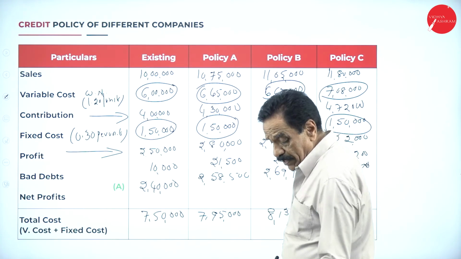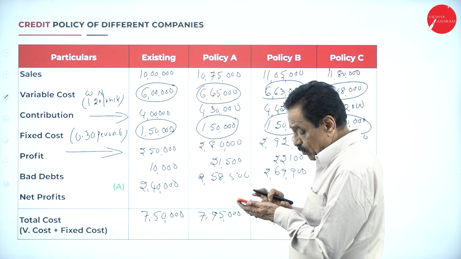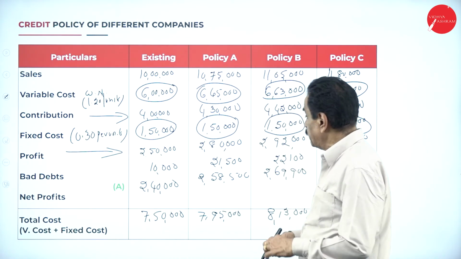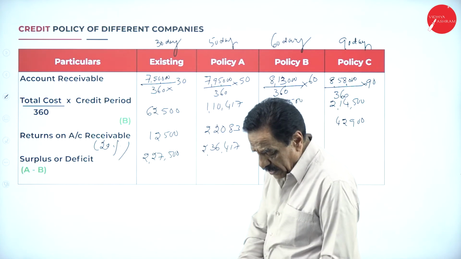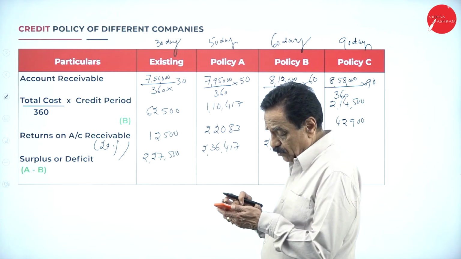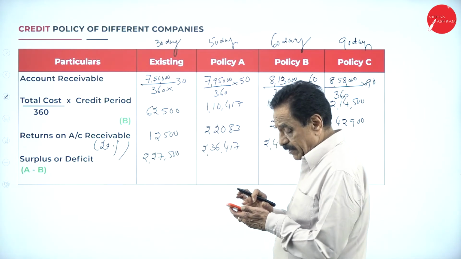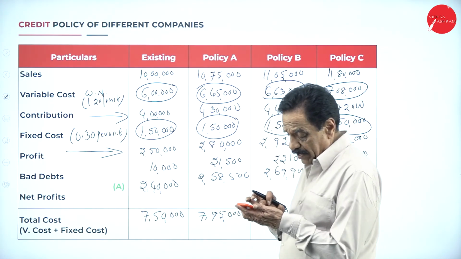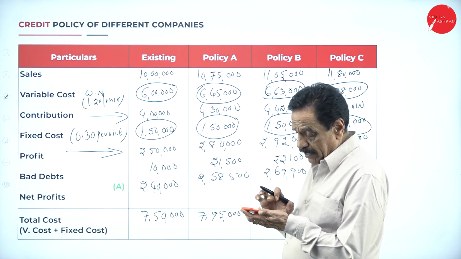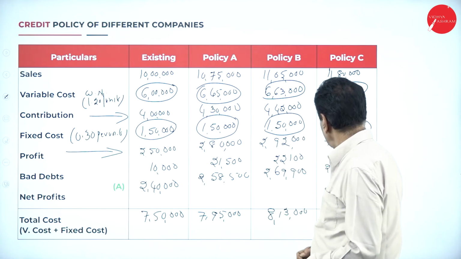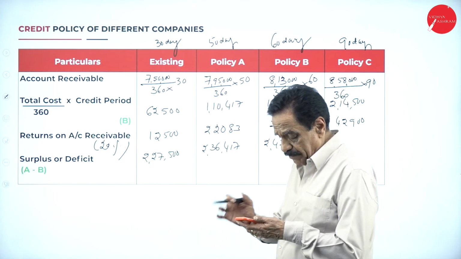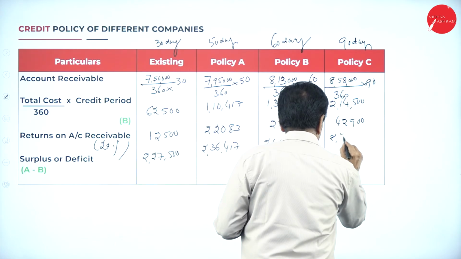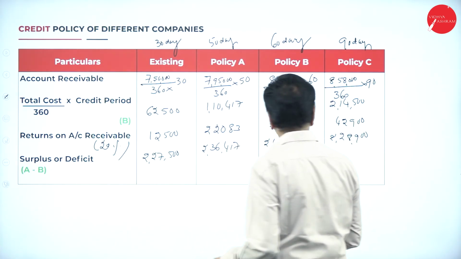Last one, 2,74,800 and 42,900. 2,74,800 minus 42,900 is 2,31,900. We'll check this one.